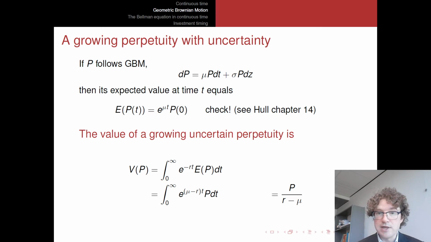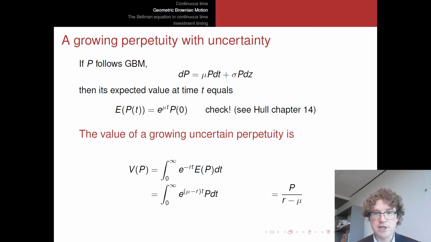So let's have a look at a price process which follows this geometric Brownian motion with this drift mu and with this volatility sigma. In that case, we will be interested in the expected value of p at time t, sometime in the future. This expected value turns out to be dependent on its value today, of course. So it depends on p at time 0, but again it grows at a growth rate mu, so e to the power mu t times p. This is not completely obvious in a way. So essentially you might want to have a look at Hull's chapter 14, where he derives this.